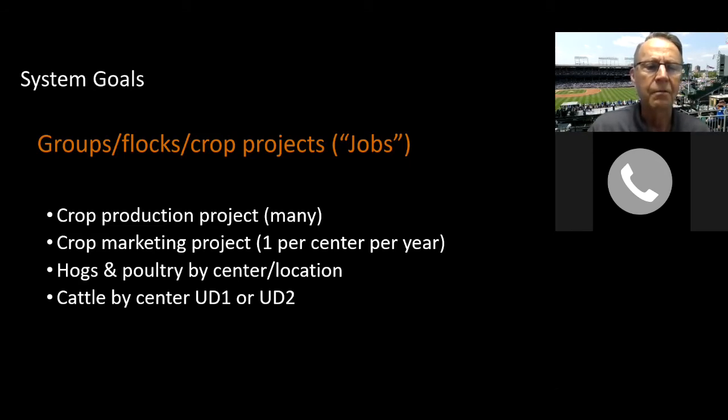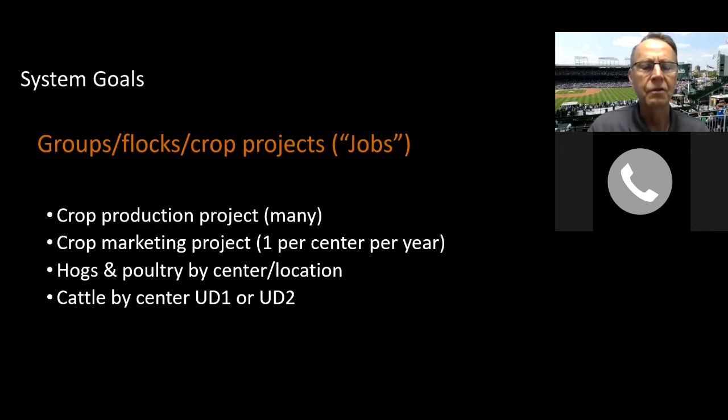We have marketing projects, which will be 1 per center per year, typically per crop year. We'll market, for example, corn off of 50 fields. Each field will have a production project, but 1 marketing center, because we're not going to try to track sales out of each field. We're going to pool them to make it much easier to tie things out.